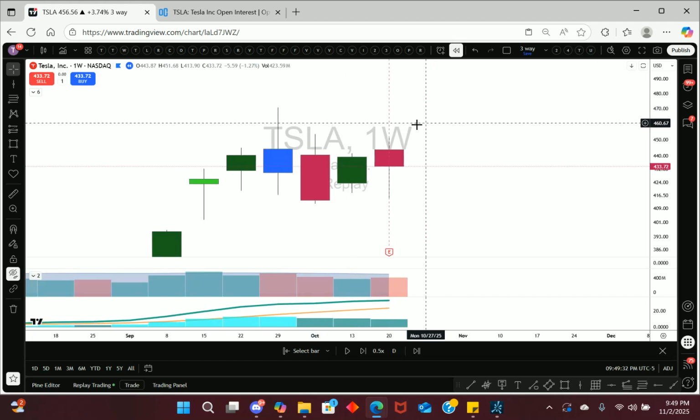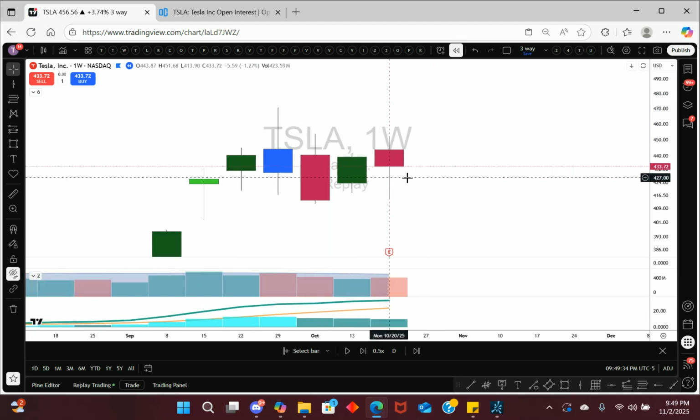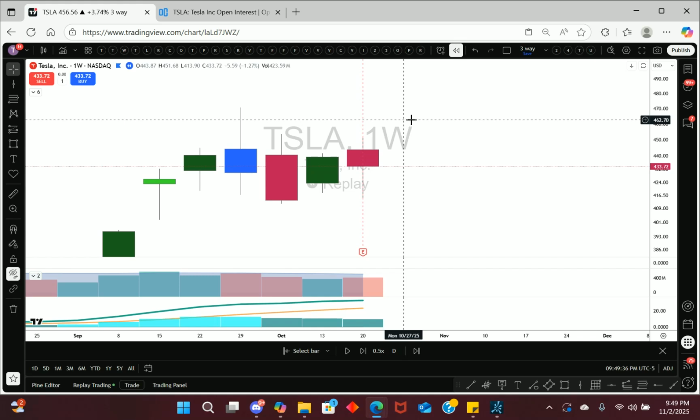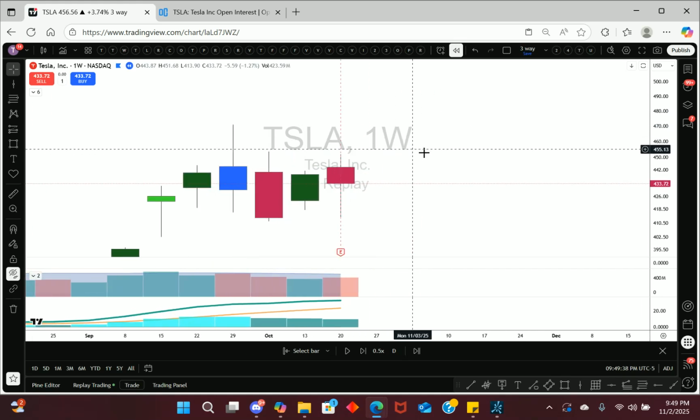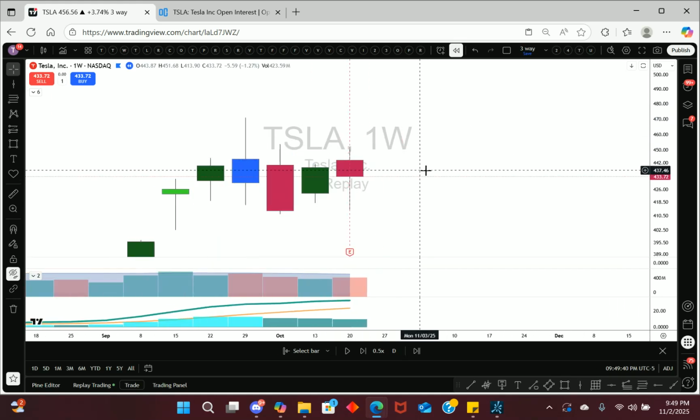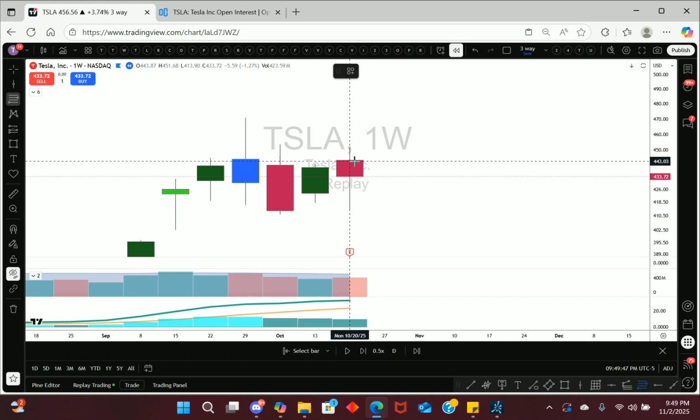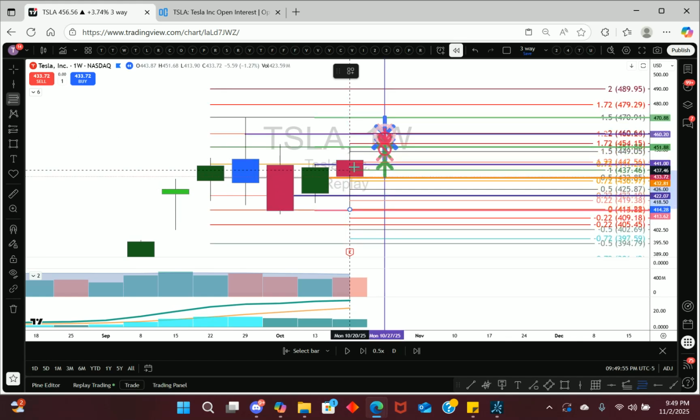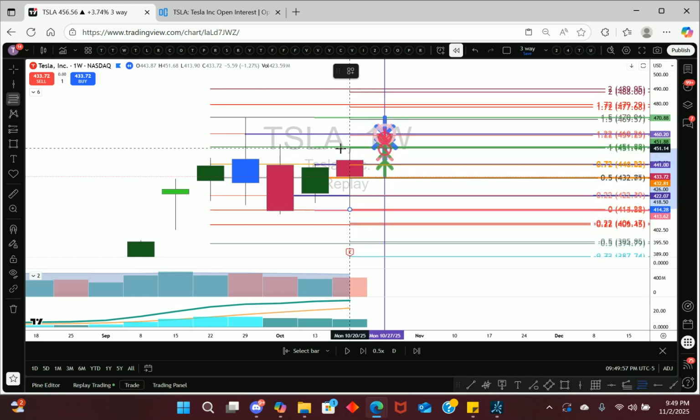So right now, we're going to go off Tesla for the 1 week, and I am just teaching you how to get your levels, and how they are so accurate with my strategy. The first thing we want to do is grab your Fibonacci tool, and we are going to put the 0 level at the bottom of this weekly candle and the 1 level at the top.